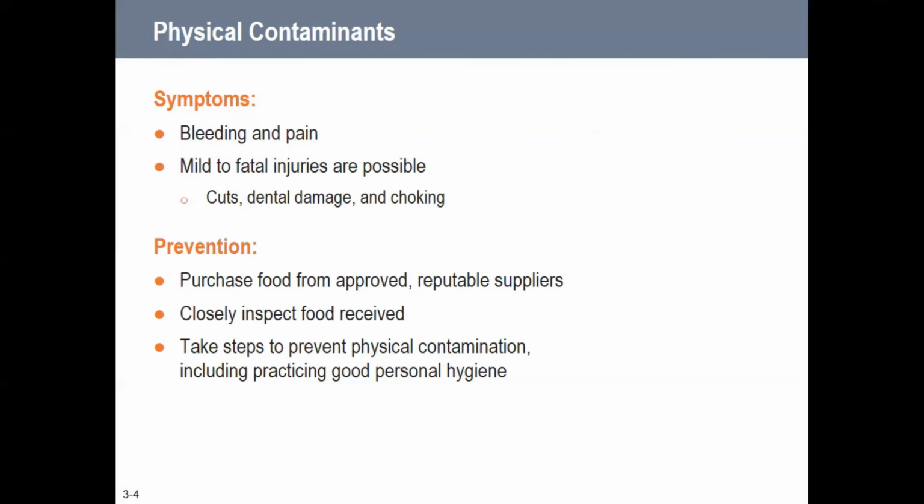First and foremost, you guys have heard this a lot in chapter 2, but same thing here for chapter 3. First off, make sure you're purchasing your food from approved, reputable suppliers. Getting good quality product is going to make a difference. Make sure when the food is coming in, it's being inspected to make sure that there are no obvious signs of any type of physical contamination.